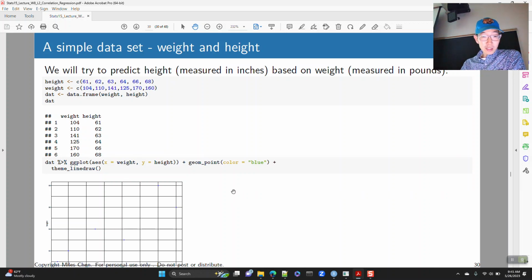But what I need to do is I need to do size equals like 3 or something. I'll put that in the notes here.